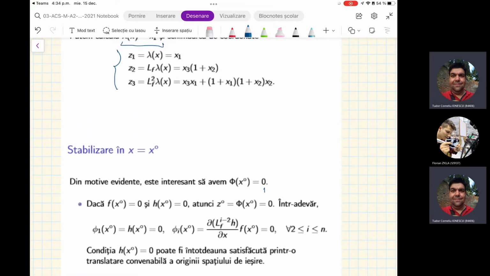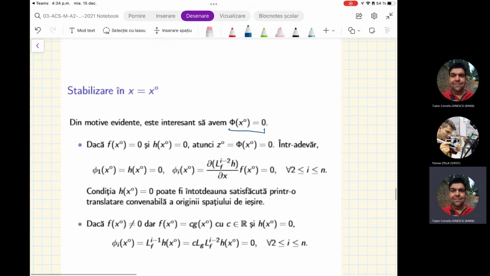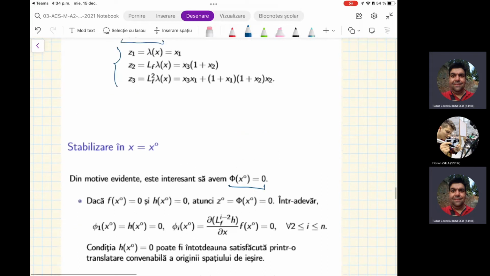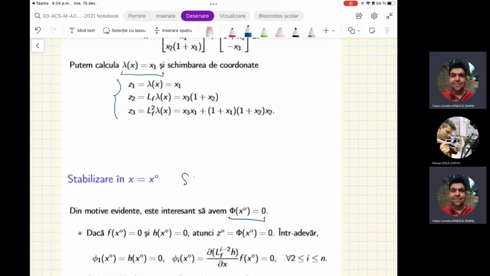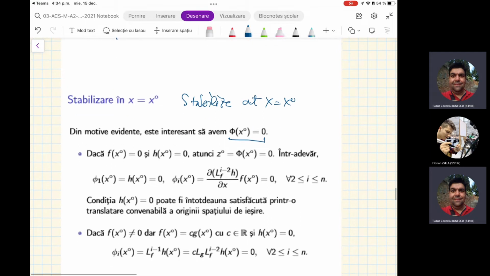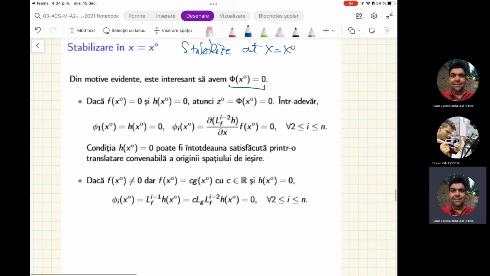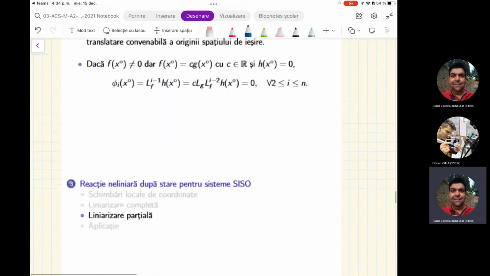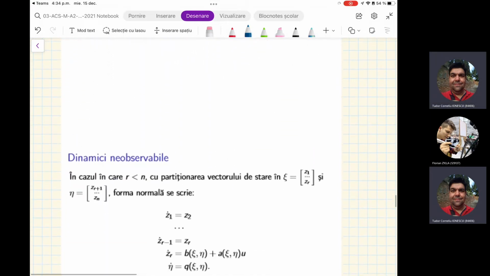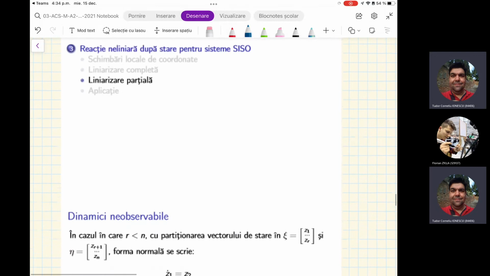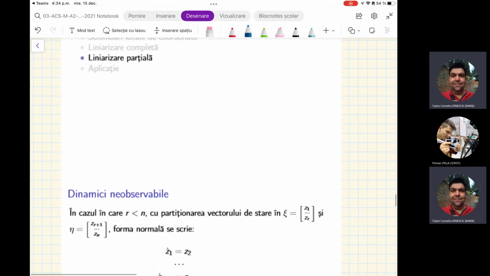Of course, we need to have phi x not equal to 0. If this condition holds and you want to do stabilization, so now you want to stabilize at x equal to x naught, you want to do this stabilization. And indeed, you can achieve this. Okay. Now, we can also do partial linearization.